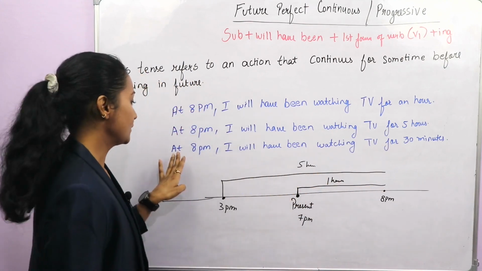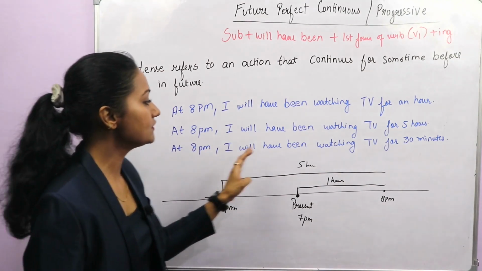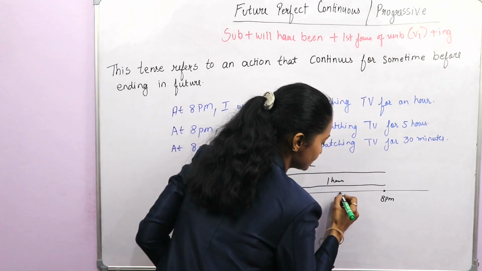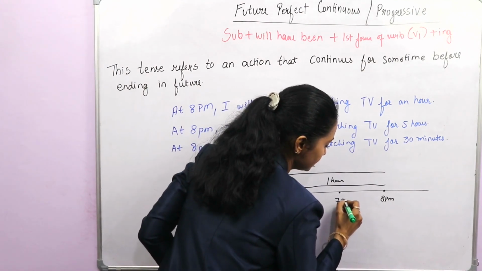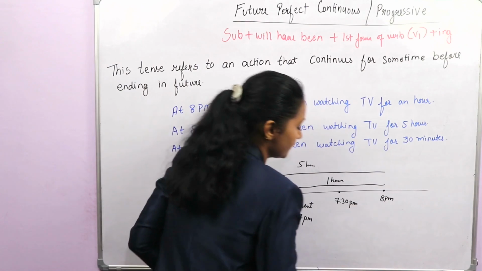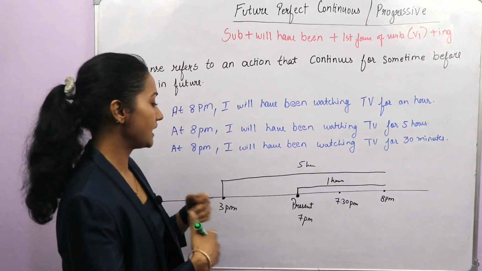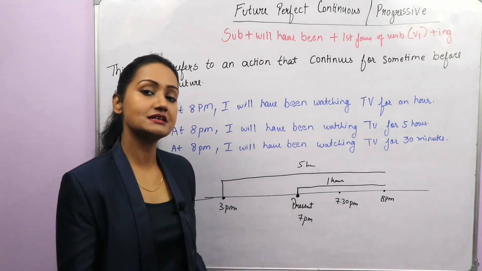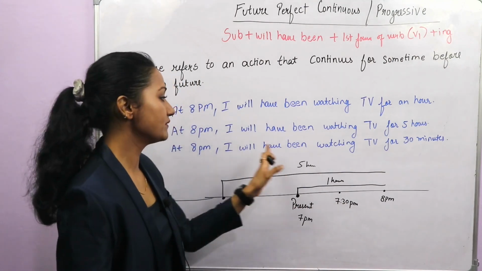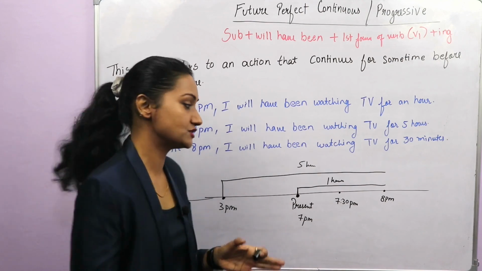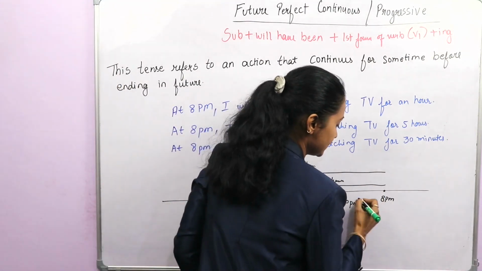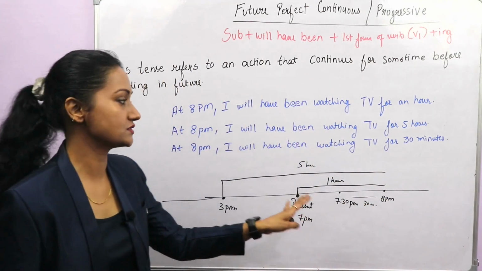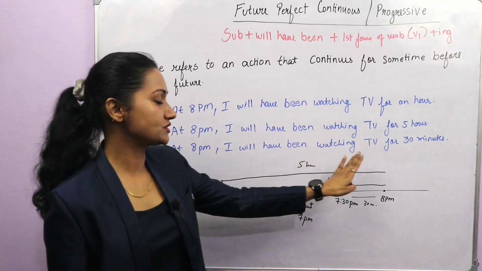Okay, now the third one, at 8 p.m. I will have been watching TV for 30 minutes. That means the action will start in future at 7:30 p.m. Okay, so I know that I will start this action at 7:30 and at 8 o'clock I will have been watching TV for 30 minutes, because from 7:30 to 8 p.m. the duration is 30 minutes. Okay, so this is the duration. So I will have been watching TV for 30 minutes.